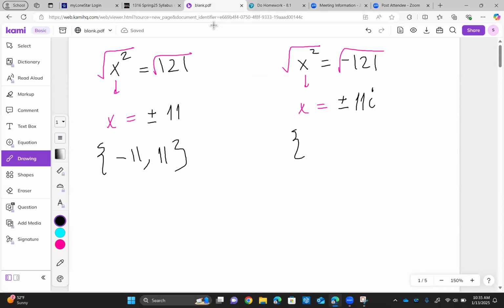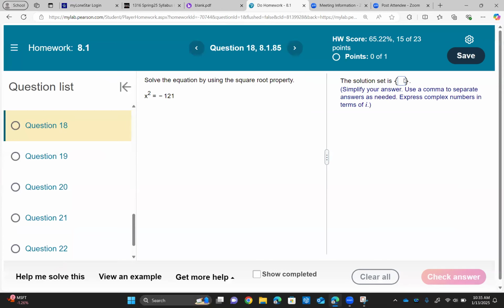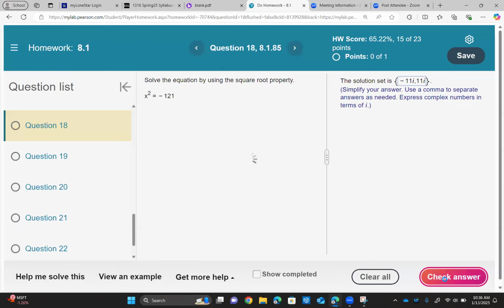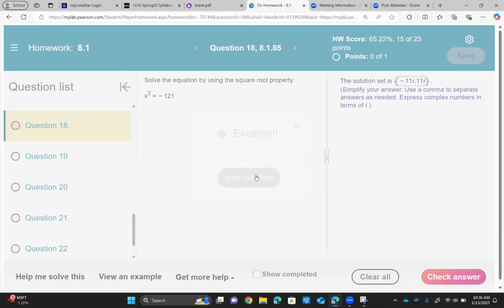So this question is going to return two solutions. One solution is -11i. The other solution is +11i. So this will be the difference between this question and this question. So here in the homework, we will tell them that one solution is -11i, the other solution is +11i, and that's how you get the answer to this question.